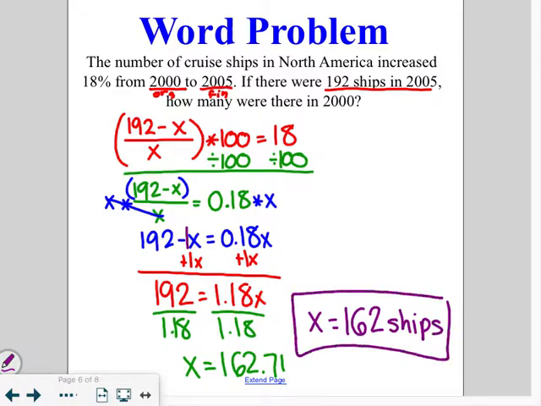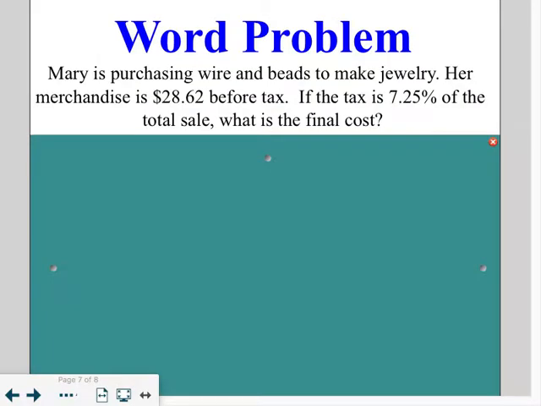ships. So the key thing with word problems is figure out which part you are missing, the final or the original, and then use the equation to solve the rest of the problem. Go ahead and try this one on your own.